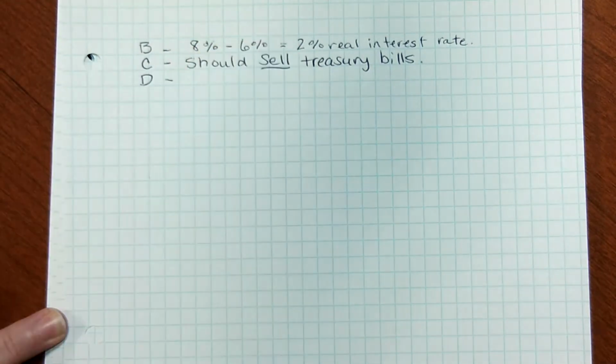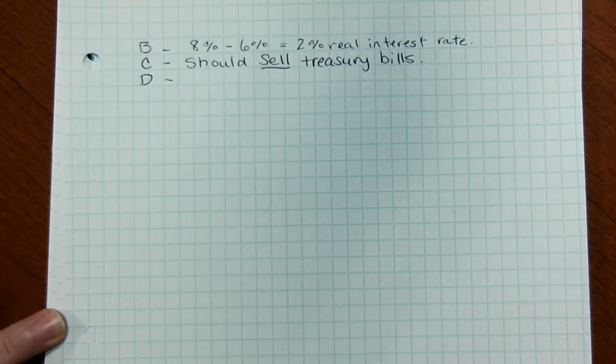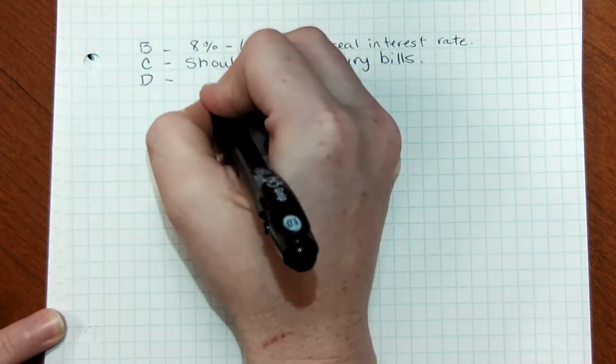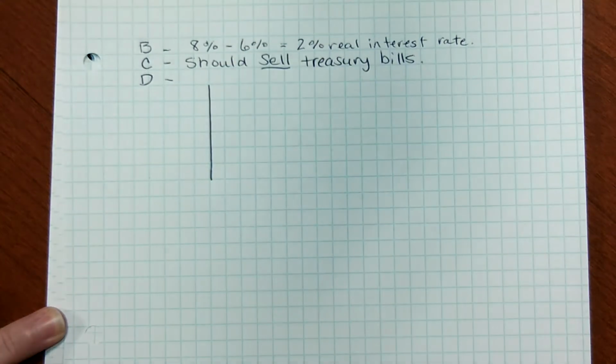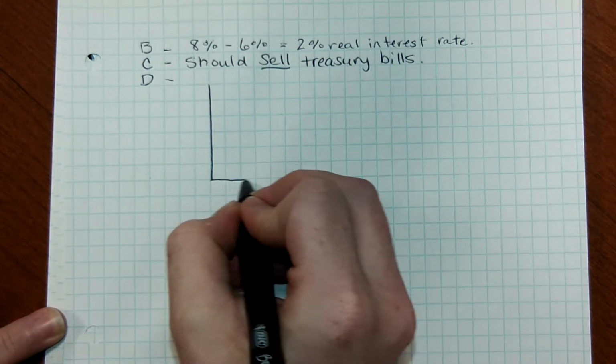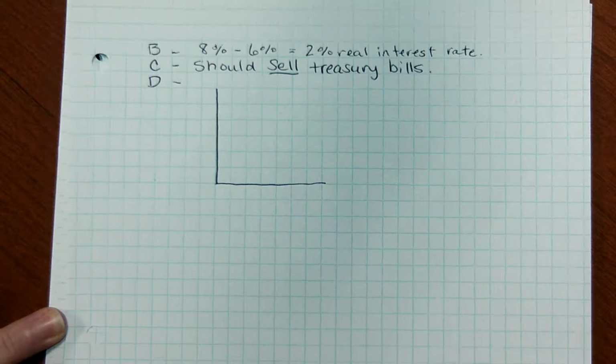D. Using a correctly labeled graph of the money market, show how the Federal Reserve's action you identified in Part C will affect the nominal interest rate. So all I'm trying to figure out now is what this would look like on a money market model. If we reduced the money supply, if we sold Treasury bills, what would this look like? So hopefully this is large enough. So for D, I'm going to go ahead and start making my money market.